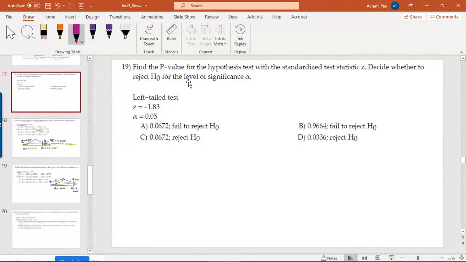Okay, number 19, use the p-value for the hypothesis with the standard test Z. Decide whether to reject the null hypothesis for the level of significance alpha or not. Okay, so I have a Z test in here because I'm giving you this one right here, right? And this is telling you it is a left tail test. So left tail test means my area is entirely on the left hand side. And my z here is negative 1.83.